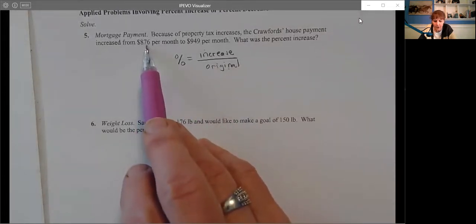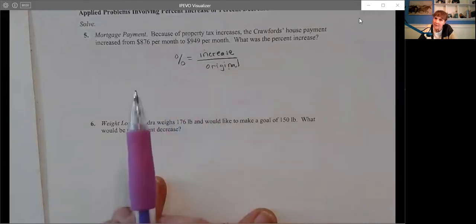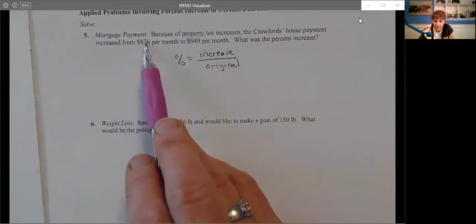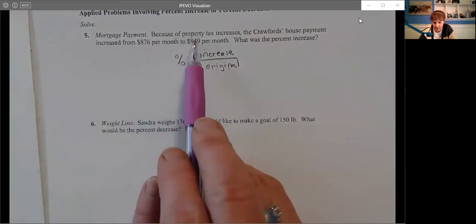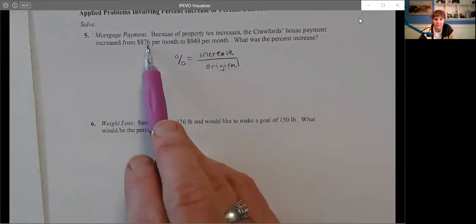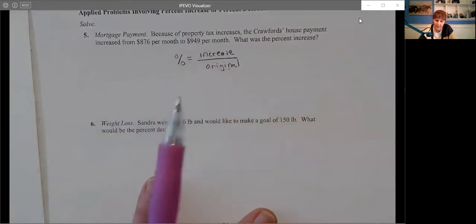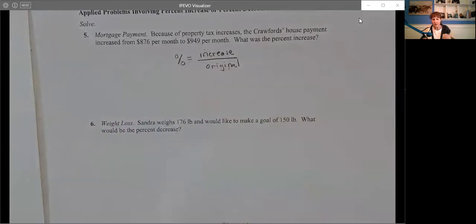You went from here to here. It's not always the smallest, because if you're increasing, the original will be the smaller. But if you're decreasing, then the original will be the larger. So just think about it. What am I starting with? Don't always think divide by the smaller number or divide by the larger number. You divide by what you're starting with.